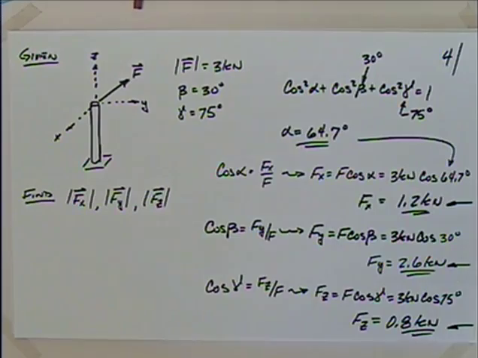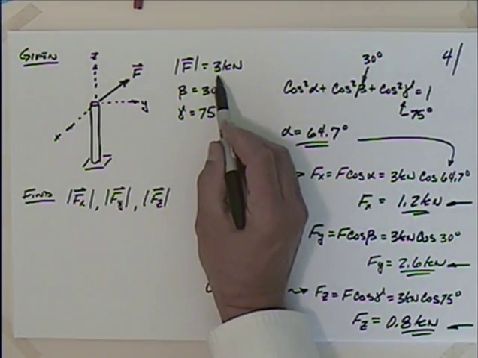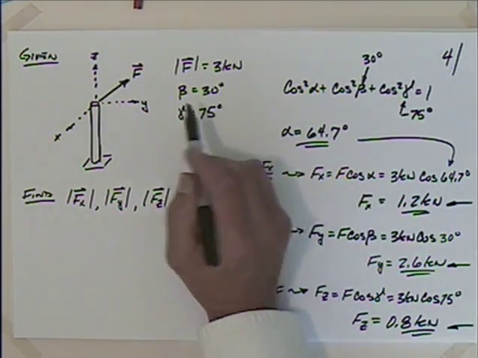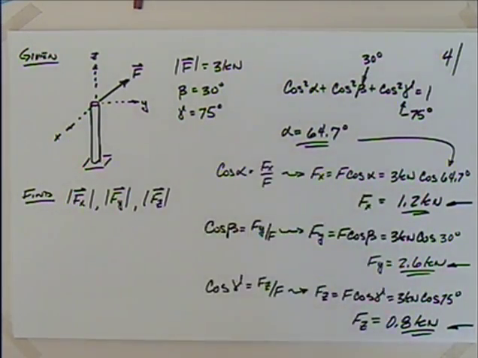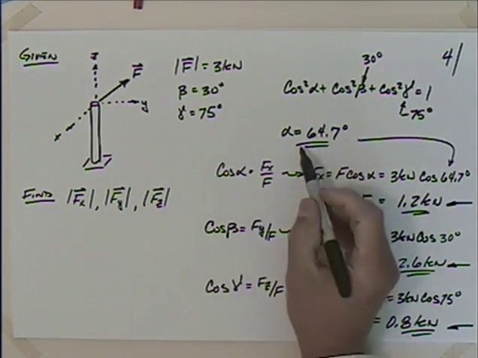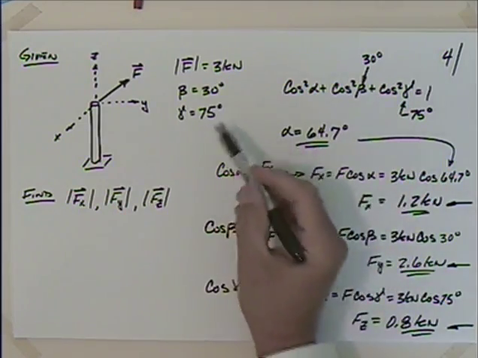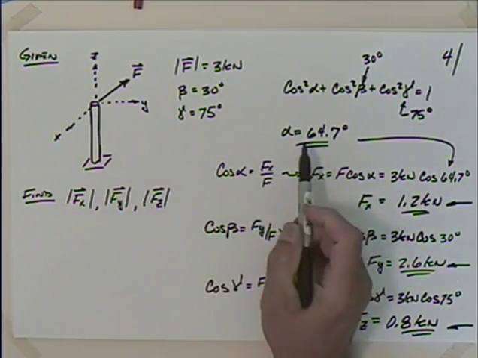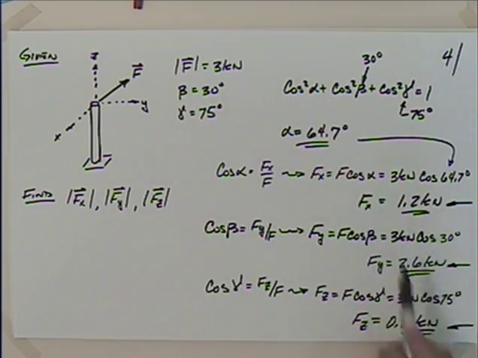Now before we run off, we probably want to check on this. They seem reasonably right. I mean, none of them is larger than 3 kilonewtons. That's probably a good check. All of these angles are positive and less than 90, so, well, by definition they have to be less than 180, but they're less than 90, so I'd expect the components to be in the positive direction. I think that is okay.